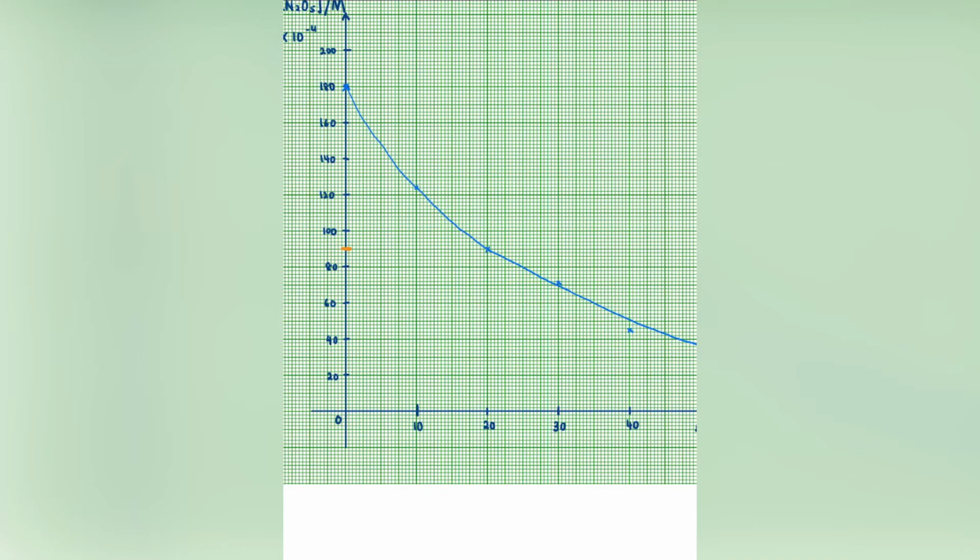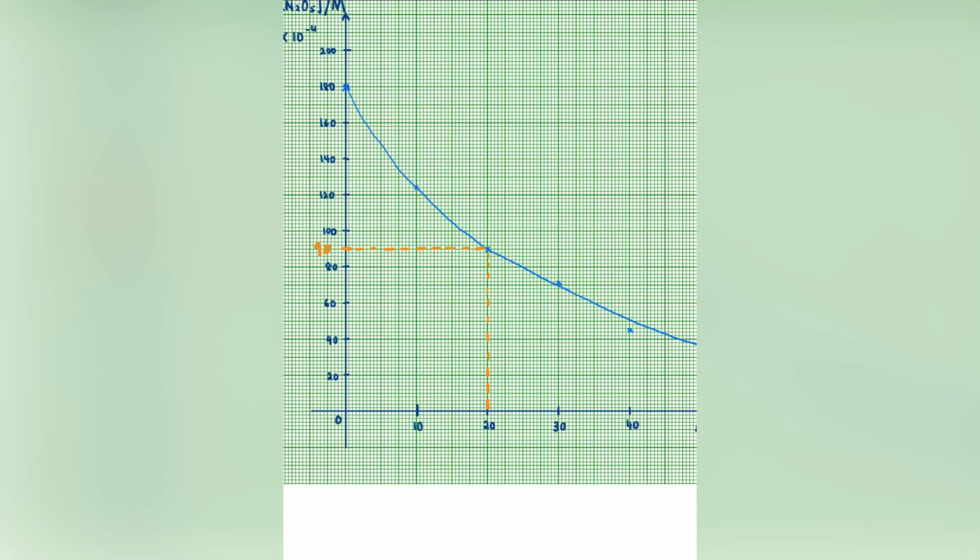So let me label this as 90, and then I need to make a dot until it reaches our graph line, and then draw it down. Okay, so I use a different color so that you can see that clearly.